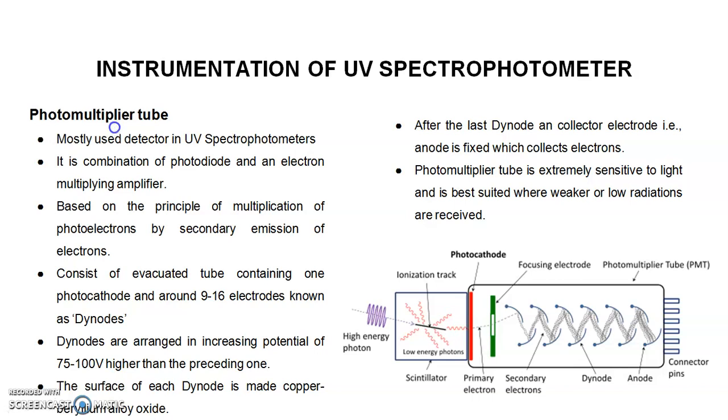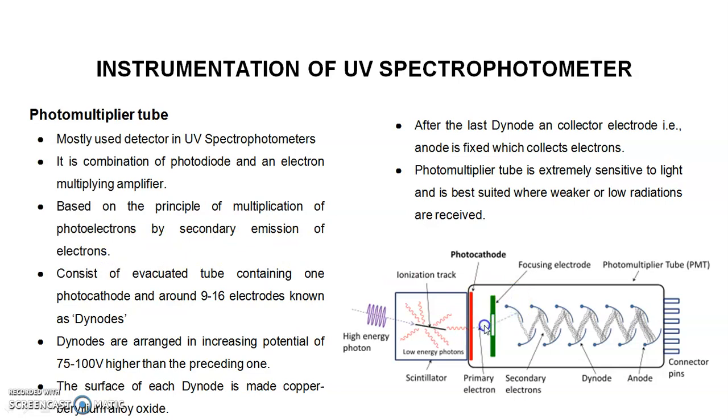The photomultiplier tube is the most widely used detector in UV spectrophotometers. We'll come to a conclusion and understand why this is the most widely used detector in UV spectroscopy. It is a combination of a photodiode and an electron multiplying amplifier. This phototube is made up of the photodiode and electron multiplying amplifiers called dynodes. I'll come to those in this slide. It is based on the principle of multiplication of photoelectrons by secondary emission of electrons.